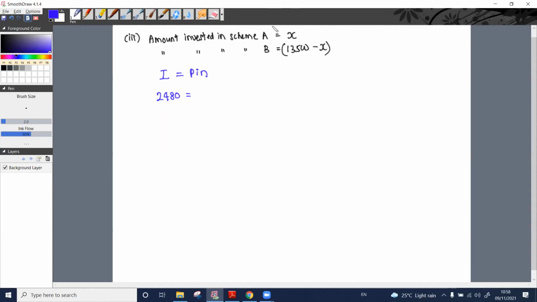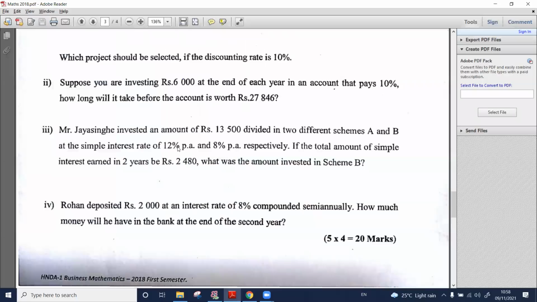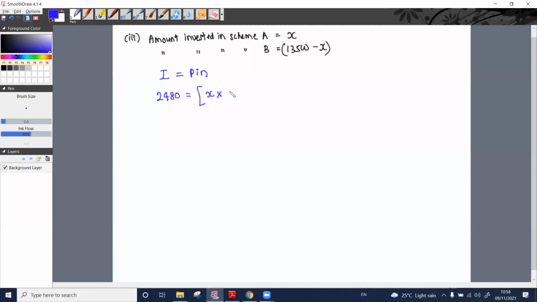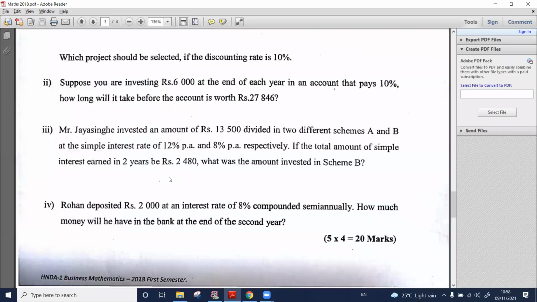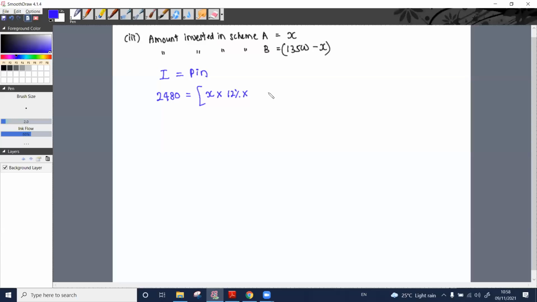Taking scheme A, what is the principal amount invested? That is X. What is the interest rate? In scheme A, the interest rate is 12%, for 2 years. So this is the interest that they have earned from investing in scheme A.